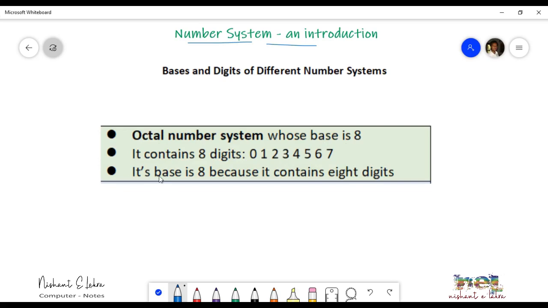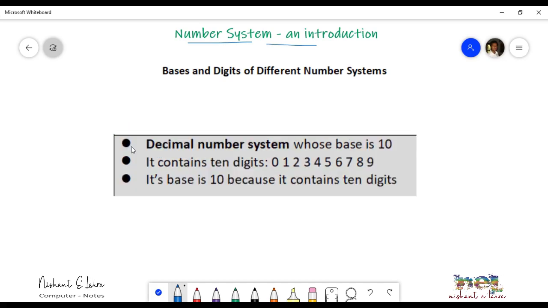The next type of number system is octal number system, okay, whose base is 8, and it contains 8 digits, 0, 1, 2, 3, 4, 5, 6 and 7. In total there are 8 digits, and its base is 8 because it contains 8 digits. Okay, I hope you have understood this. Octal itself means 8. Now octal number system has got base as 8.